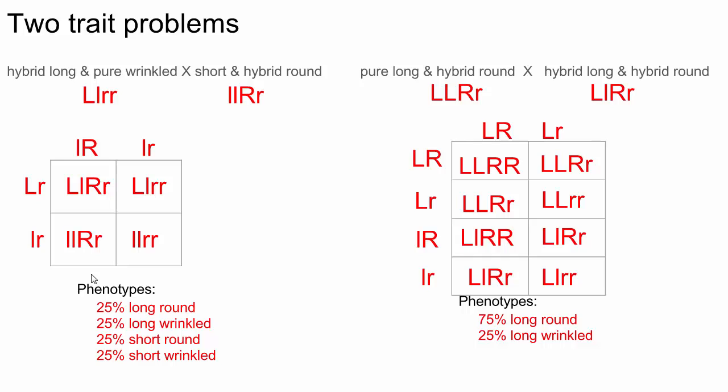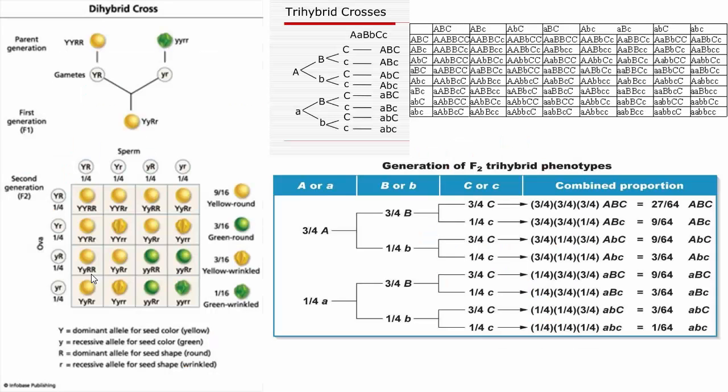The most complex 2 trait problem we can get is what? Dihybrid cross. So when we have 2 traits and both parents are hybrids for both of them, that gives us our maximum number of possibilities. That's what's shown here. We look closely and see we have hybrid for yellow, big Y, little y, and also hybrid for round peas, big R, little r. If we cross two of those, each has 4 gamete combinations.